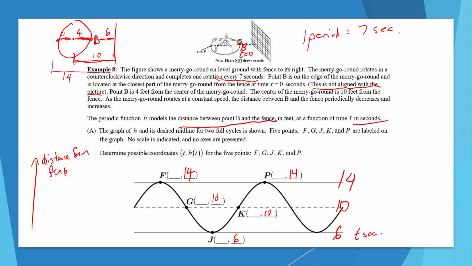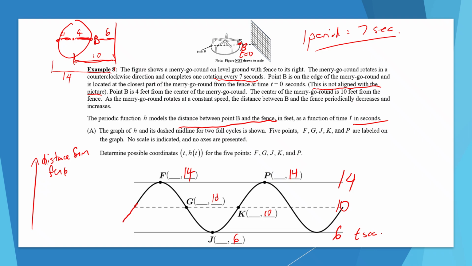Now let's take a look at our starting point. We know our period is 7 seconds, but where are we starting? We're starting at point B, which is at the closest part to the fence. So we want to ask ourselves, when point B is the closest possible to the fence, in terms of our y value, which is distance from the fence, is this going to be a maximum or a minimum? And it should be a minimum. The reason for that is because it's going to be the closest it can be to the fence.